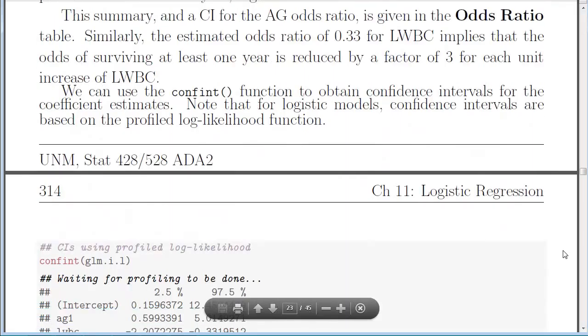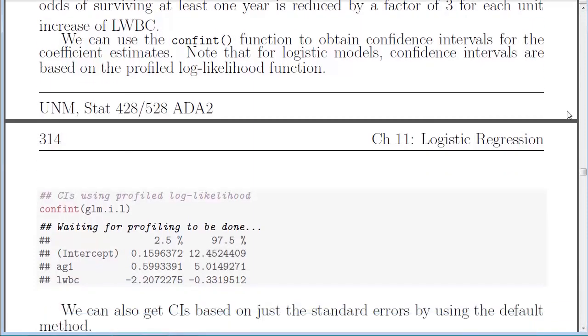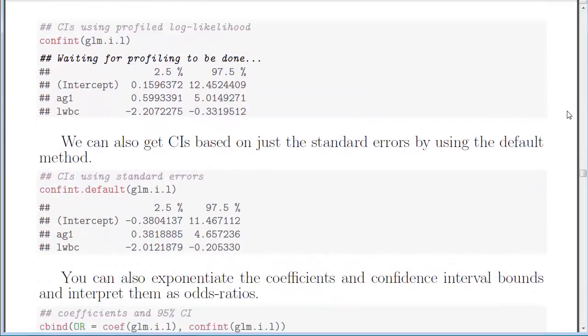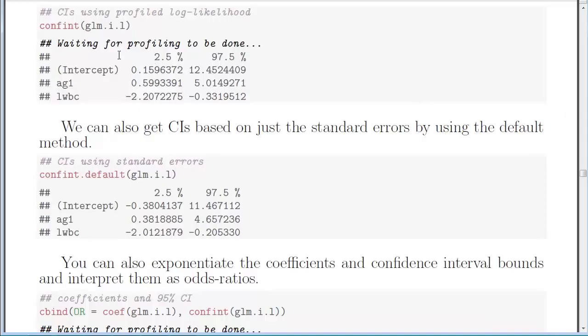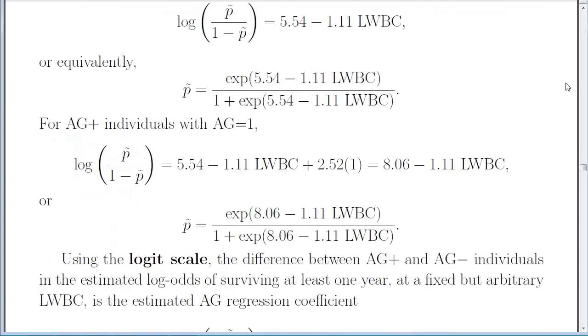Okay. We can also calculate confidence intervals for the odds ratio. So this summary and the confidence interval for the AG odds ratio is given below. We're going to look at a few sets of output here, and let's just scroll on down to that. All right, so here is the confidence interval for the regression parameters. So let me actually page up for a moment. Remember what our regression parameters looked like.